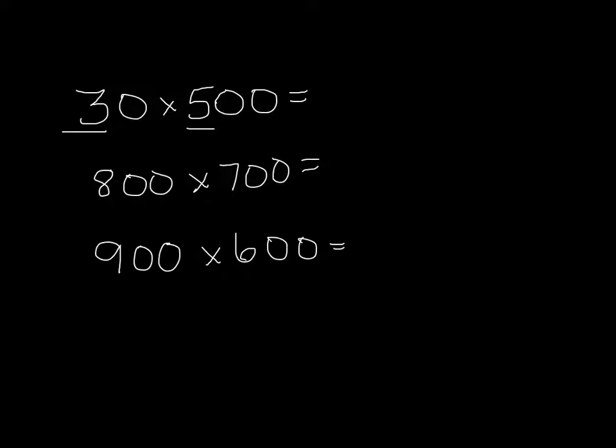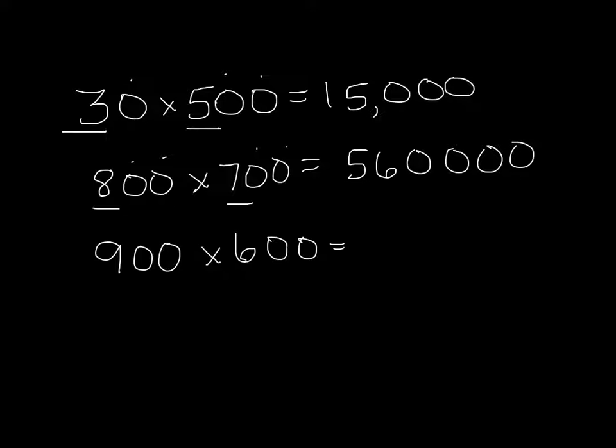Your basic fact here is 3 times 5, so 3 times 5 is 15, and then we count up the zeros: 1, 2, 3. Same with the next problem: 8 times 7 is 56, with 1, 2, 3, 4 zeros. Add the comma. So 800 times 700 is 560,000. 9 times 6 is 54 with 1, 2, 3, 4 zeros. So our answer is 540,000. Erase your board and set those aside so we can start going over our work for today.